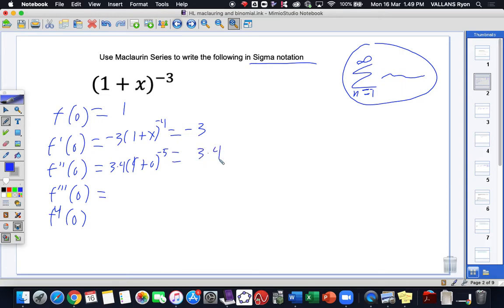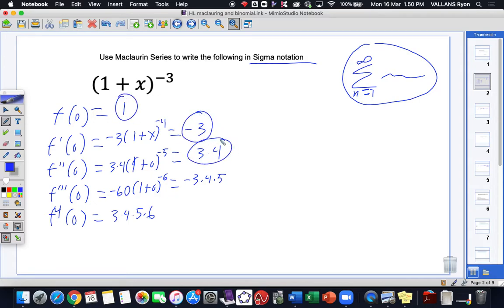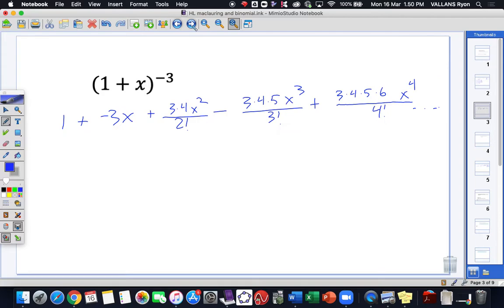If it's sigma notation, I've got to figure out patterns. And then I get negative 60. 1 plus 0 to the negative 6. But realize this is the same as negative 3 times 4 times 5. Next one should be 3 times 4 times 5 times 6. Now, if we're using Maclaurin series, this is my constant term. This is next to my x. This is next to my x squared over 2 factorial. Next to x cubed over 3 factorial. And this one would be next to my x to the 4th over 4 factorial. So that brings me to this point. This is what my Maclaurin series is.